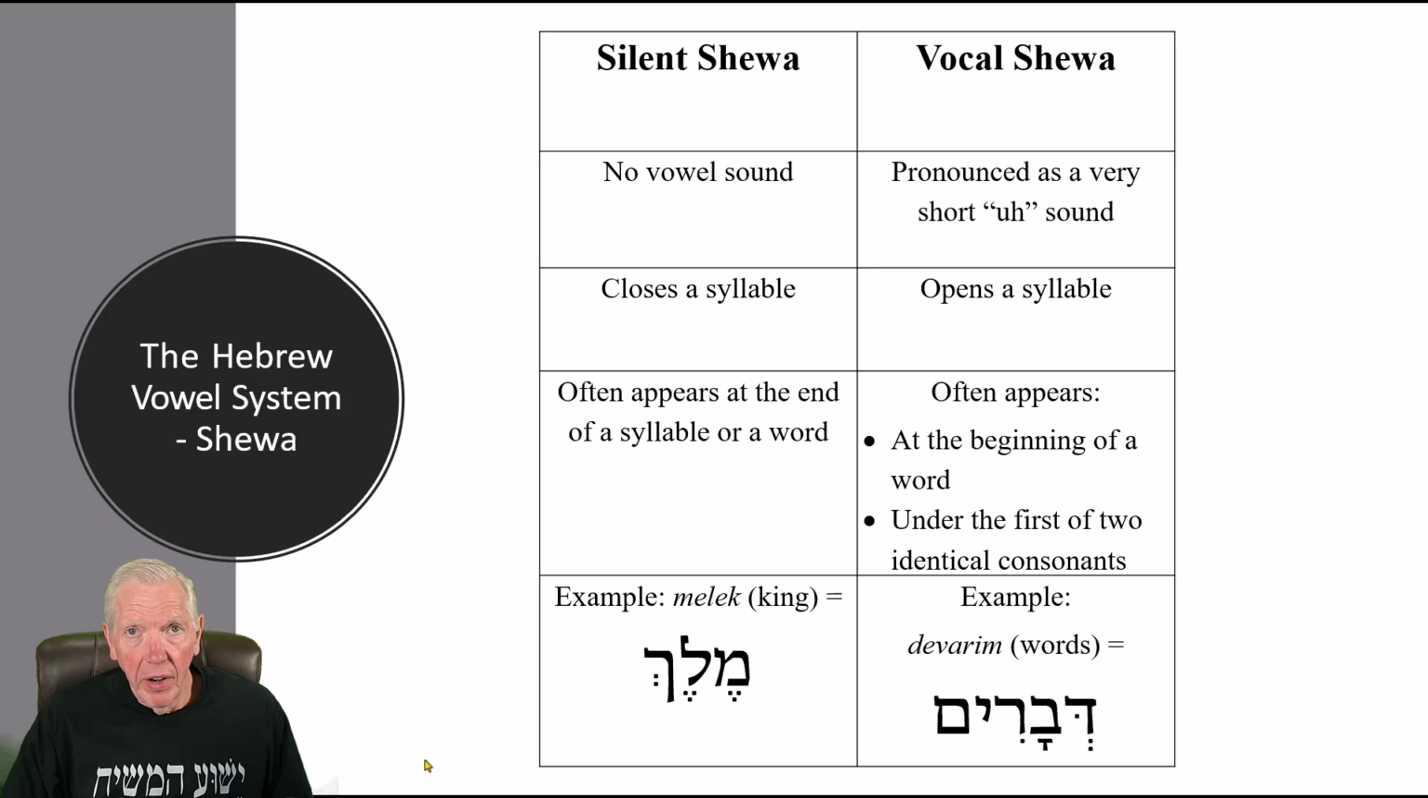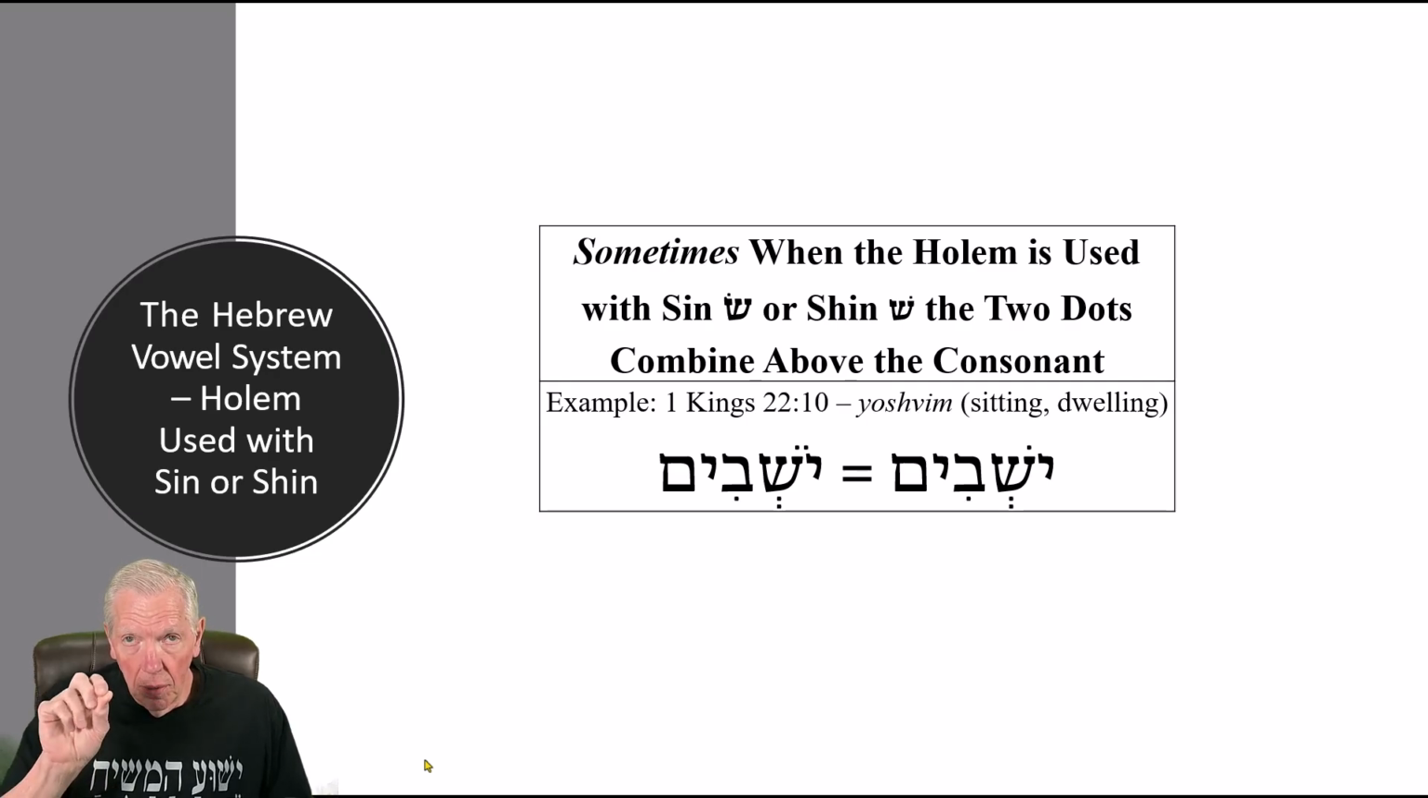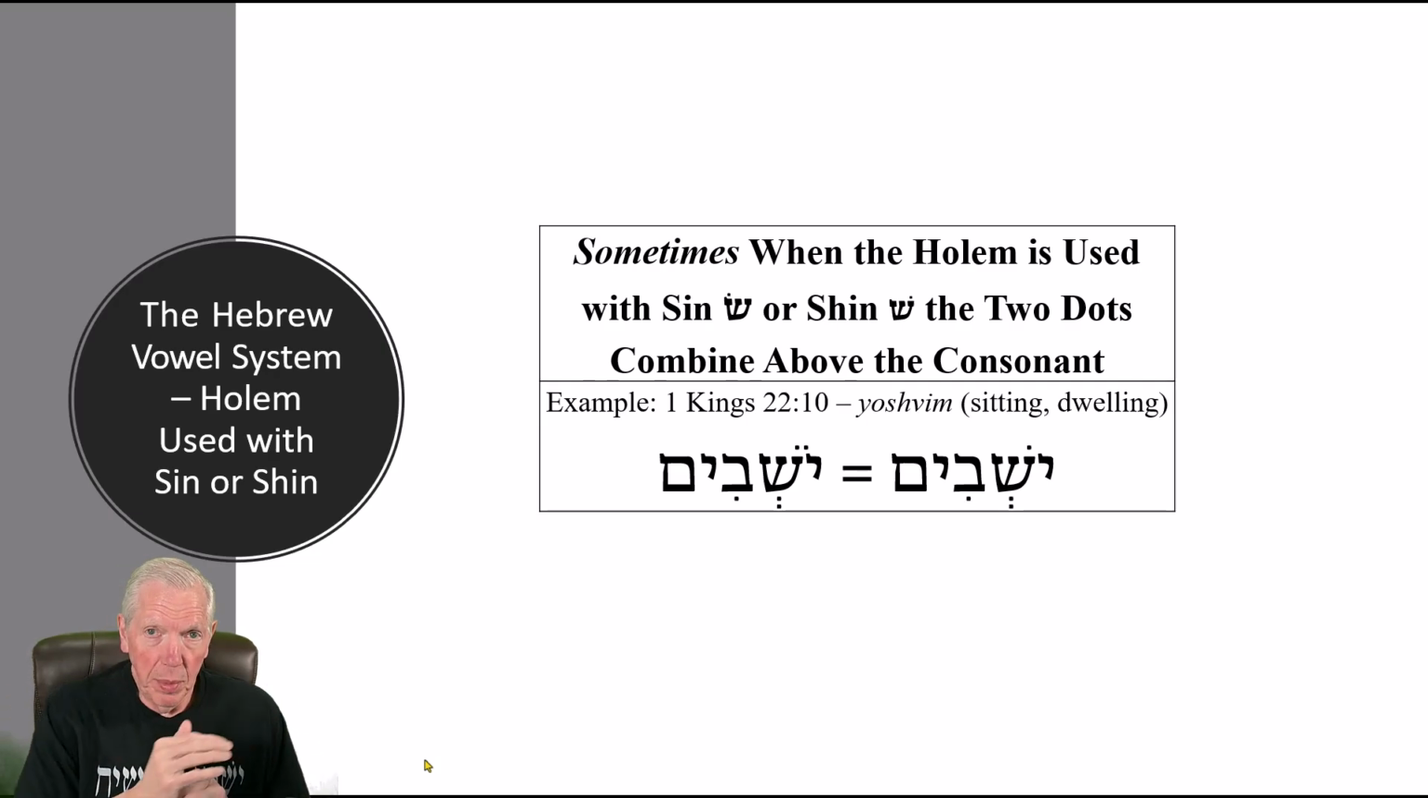Now, this is a very unusual thing. It's also very rare, but sometimes, when a holem, remember that holem is the dot at the top of the consonant, is used with the letter Shin, which has a dot over the left side of what looks like a W, or a Sin, which has a dot over the right side of that letter, which looks like a W, that is Sin and Shin respectively, the two dots can combine.